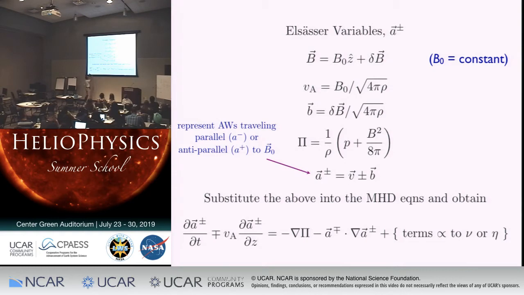What is this equation? This is an advection equation. This is an equation describing a quantity, A plus or minus, that moves in the z direction at velocity minus plus VA. These quantities, A plus or minus, are the Alfvén wave amplitudes. A plus is an Alfvén wave moving in the minus z direction at speed VA. A minus is a fluctuation moving in the plus z direction at speed VA. So that's the meaning of the Elsasser variables. They are the amplitudes of Alfvén waves.